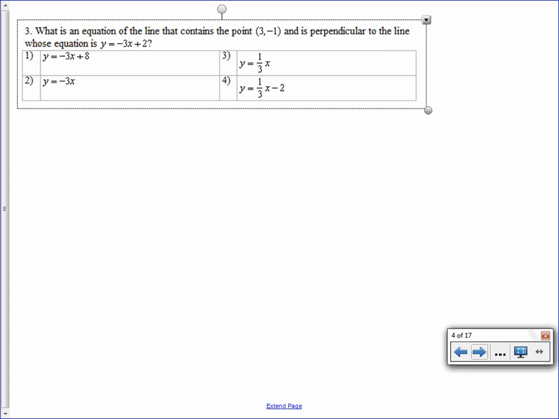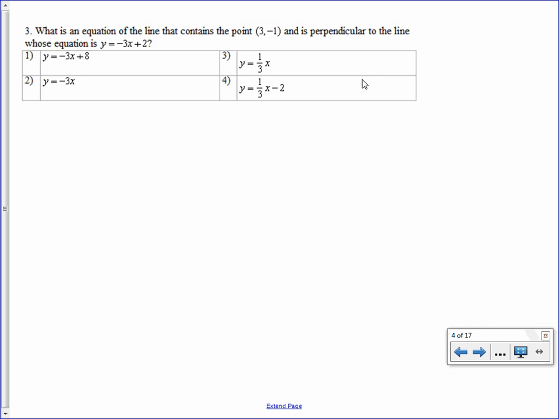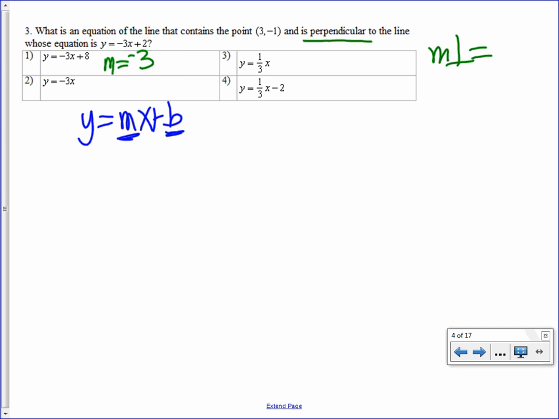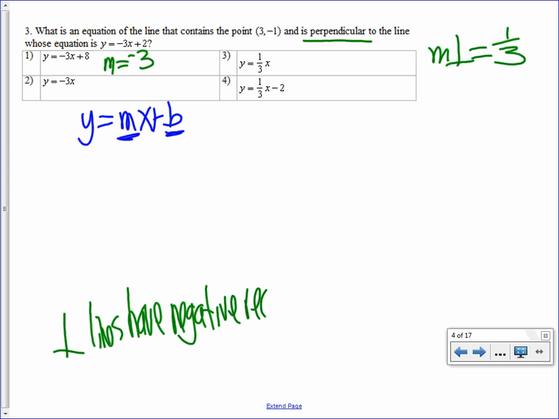What is an equation of a line? Well, an equation of a line is y equals mx plus b. I need m and I need b. It says that it's perpendicular to this line. Well, the slope of this line is -3. So the slope of a perpendicular line must be the negative reciprocal of that, which is positive 1/3. Remember, perpendicular lines have negative reciprocal slopes. Parallel lines have the same slope.